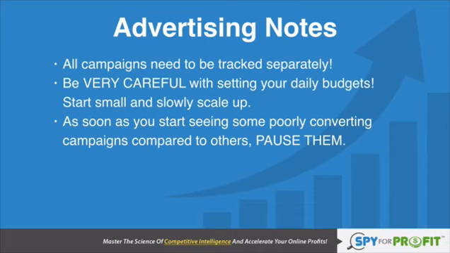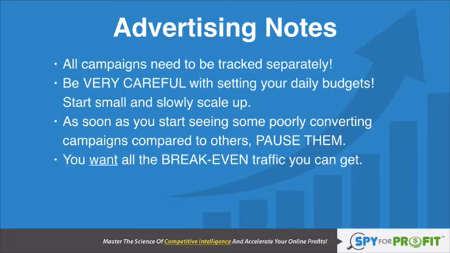Now you have to understand, there are people doing millions of dollars a month on the internet by buying advertising and running campaigns, but many of the campaigns they've tested aren't producing profitable results. The whole key to this business is you try a bunch of stuff, you keep running the winners and dump the losers. That's the name of the game. So you want all the break-even traffic you can get, or even close to break-even.